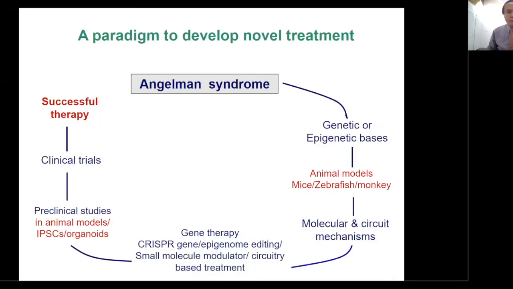This is a dream paradigm, I call it a dream paradigm, to develop a novel treatment for Angelman. It can be applied to many other conditions similar to Angelman syndrome. You can see there are many steps you have to take care of before you get a success.